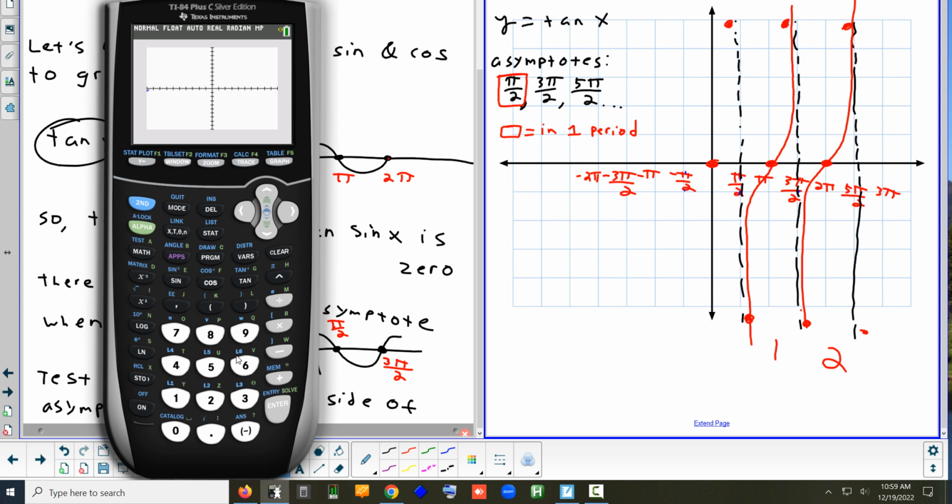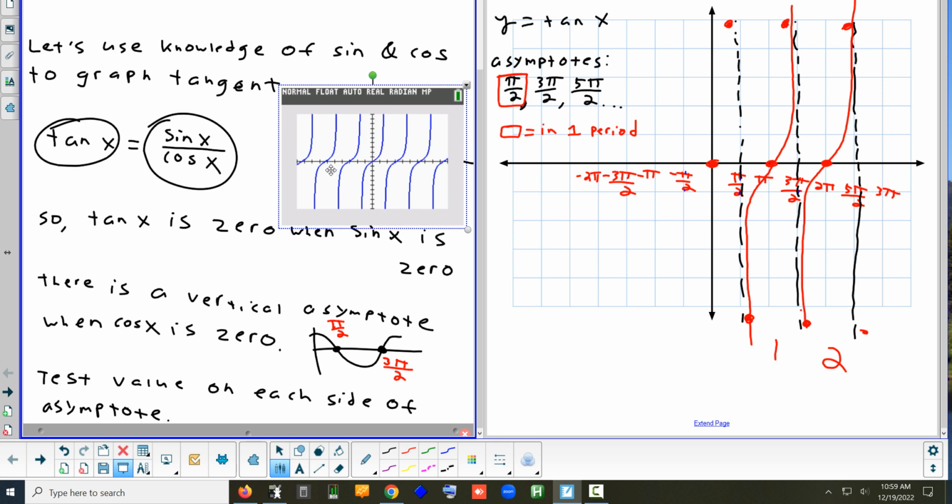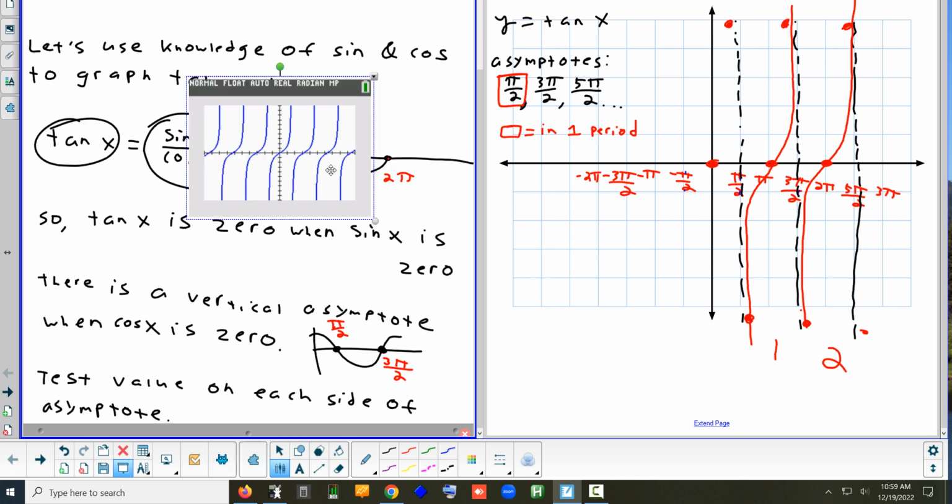I do zoom 6. Well, you're looking at half a section and then it kind of cut it off. And the 2 sections that we did are these 2 right there. All right, any questions on it? So that's what tangent looks like.